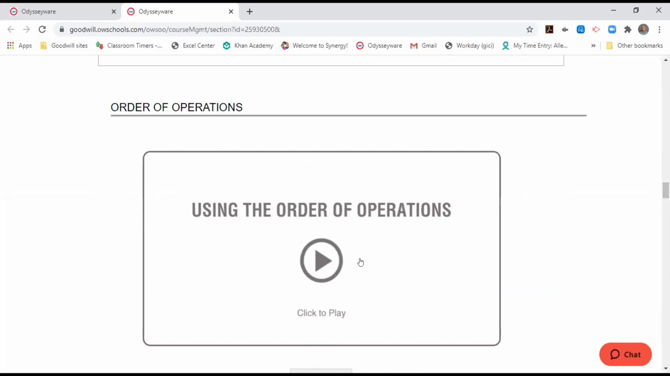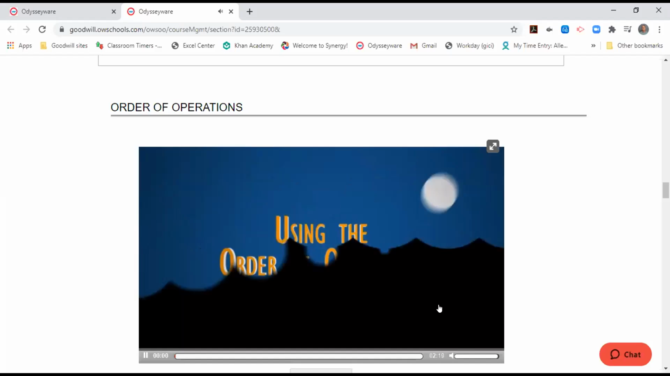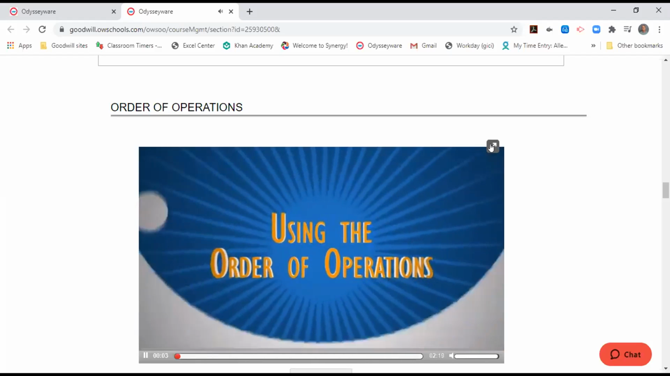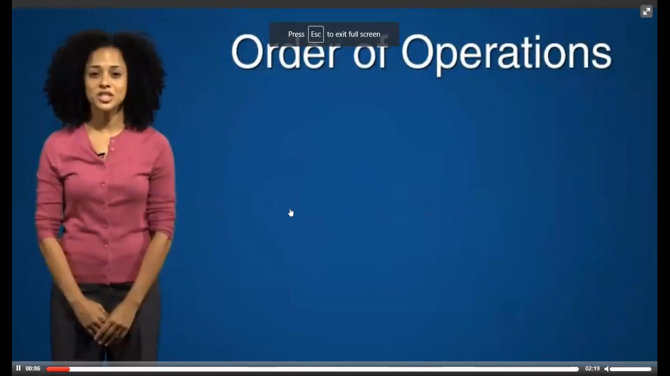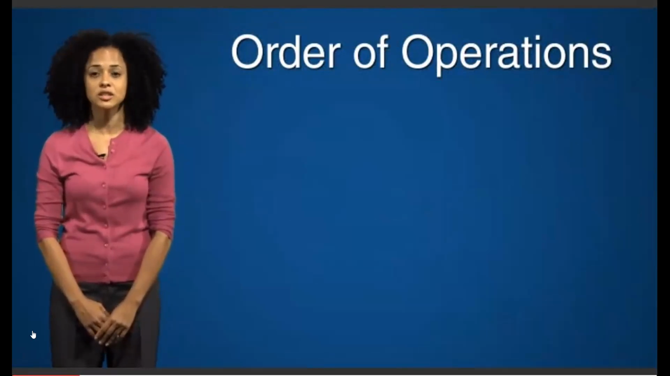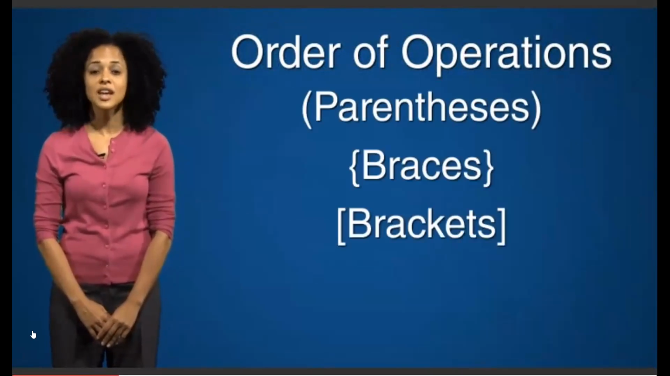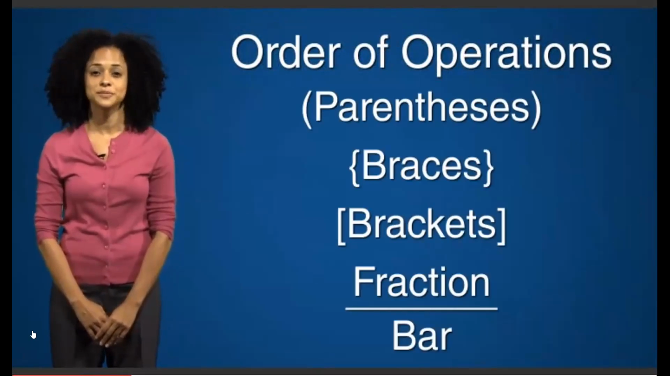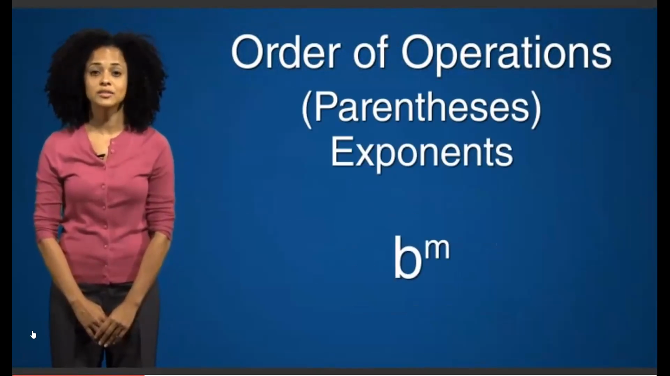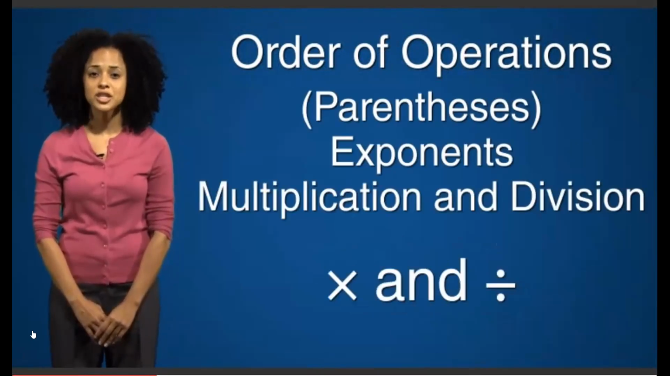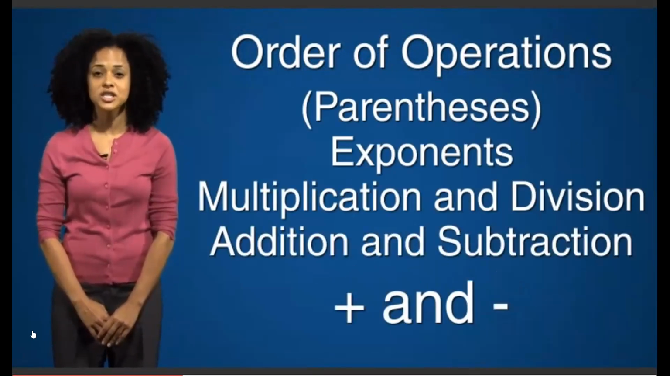So we'll look at this first one here about using the order of operations. The order of operations is a process used to evaluate or find the value of a numerical expression. It outlines the order in which each operation should be done in an expression. This makes certain that each expression has just one possible value. Parentheses and other grouping symbols such as braces, brackets, and the fraction bar are completed first. Next, exponents are evaluated. In the third step, all multiplication and division is completed from left to right. And finally, addition and subtraction is completed from left to right.